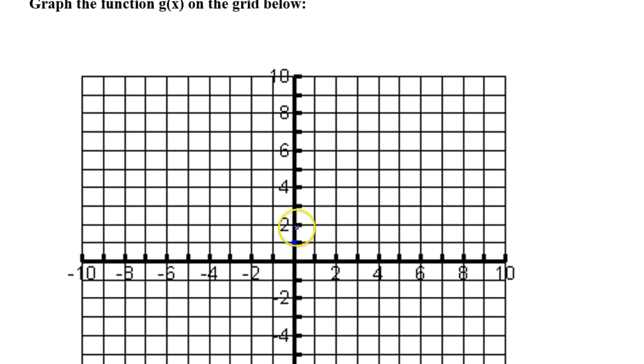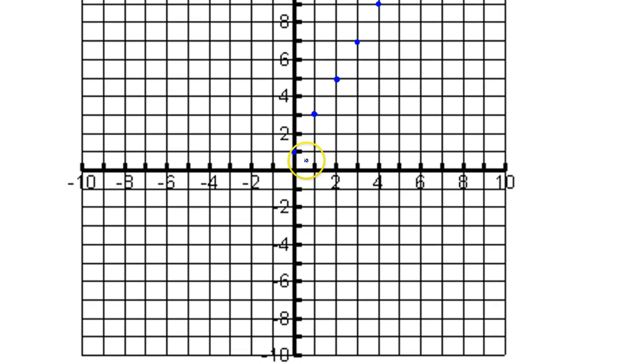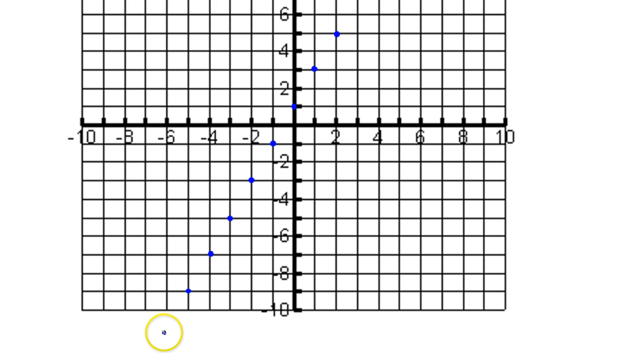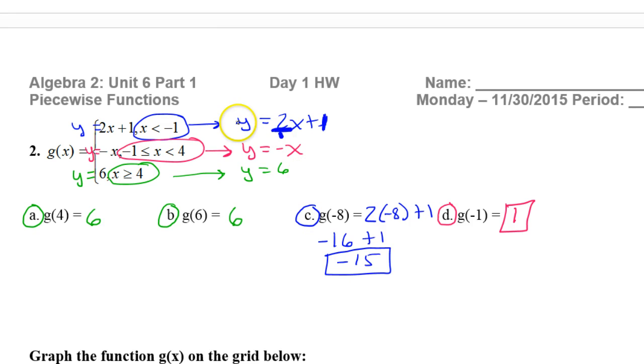So starting from my y-intercept, I'm going to go up 2 over 1, repeating the pattern. Now I'm going to repeat the pattern in the opposite direction. So that would be down 2, back 1, down 2, back 1, and so on. So these blue dots show me where this blue equation is.